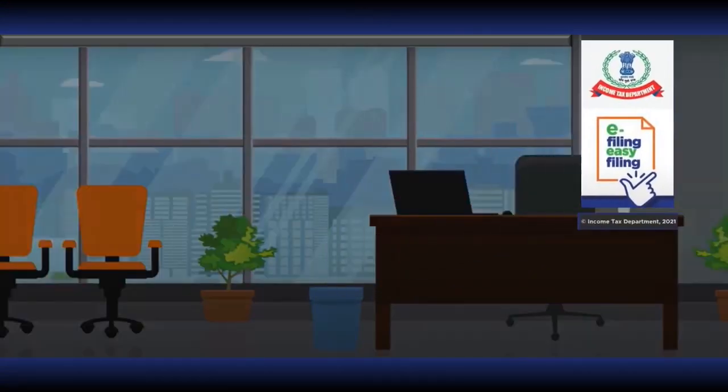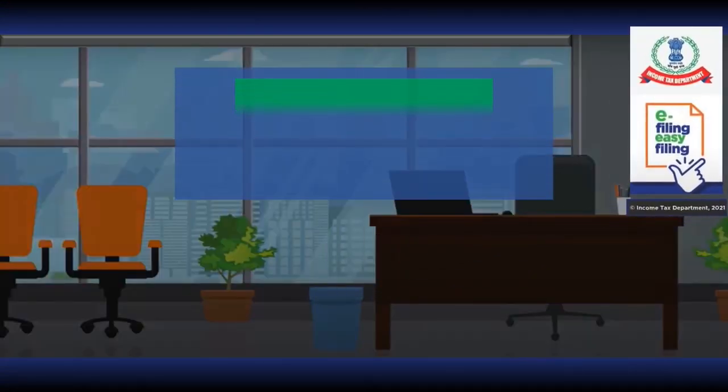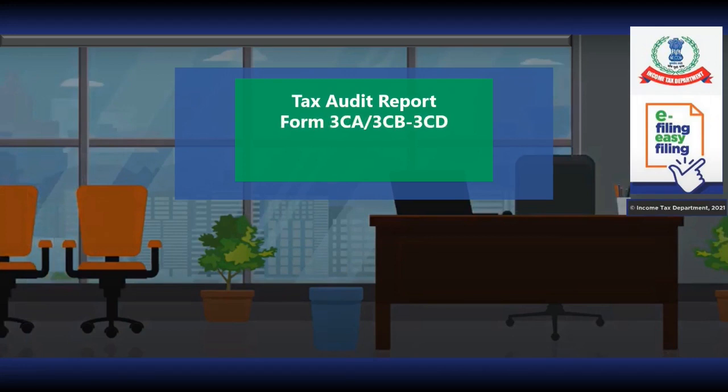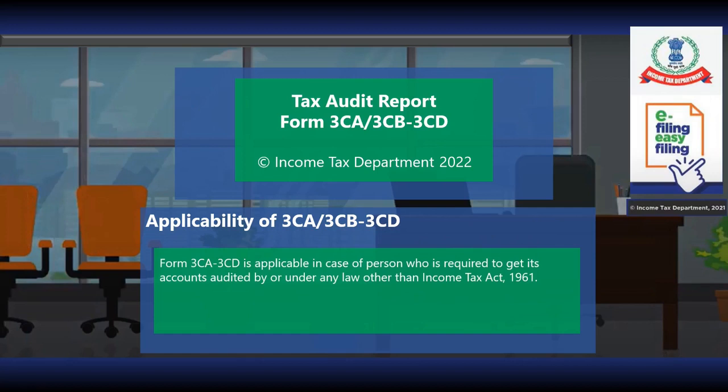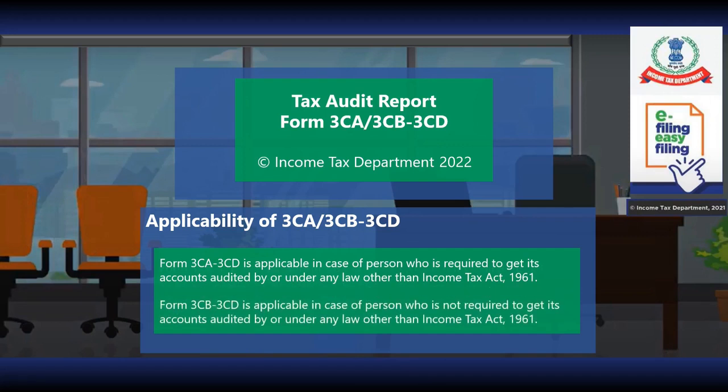This video is on the tax audit report, which is filed in Form 3CA 3CD or in Form 3CB 3CD. Form 3CA 3CD is applicable in case of tax audit of those taxpayers who are required to get their accounts audited by or under any law other than the Income Tax Act, for example, companies. And Form 3CB 3CD is applicable in case of a person who is not required to get its accounts audited by or under any law other than the Income Tax Act.